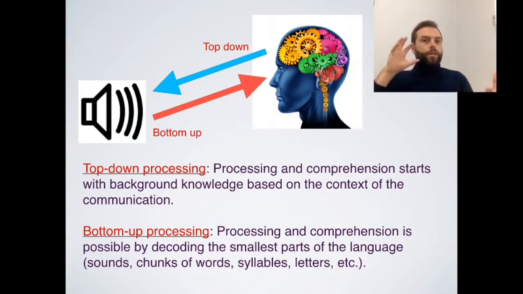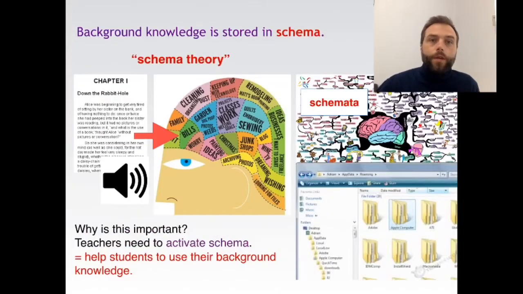Okay, so these two sets of information work together to reach comprehension. Sometimes we're using more this information, sometimes we're using more the piece by piece, the small parts of information from the text, such as sounds or letters and so on. This is very closely related to this idea of background knowledge, and you may have heard of schema. In teaching, we often talk about activate schema, which basically means activate background knowledge. This comes from schema theory, which I believe is related to the field of psychology.